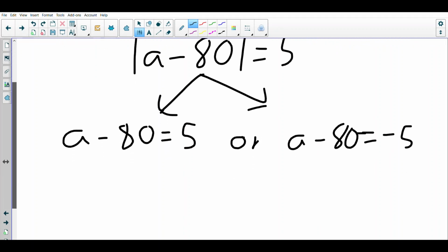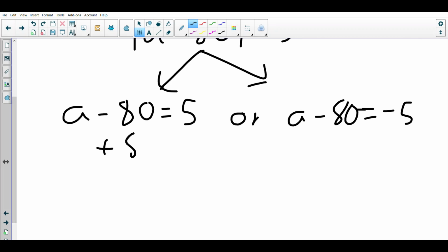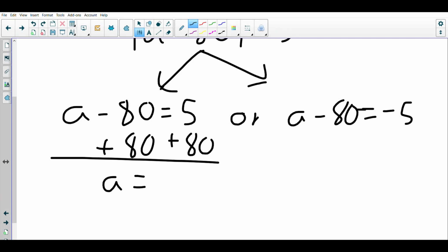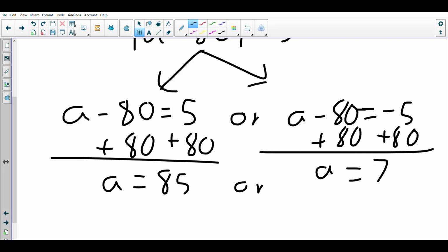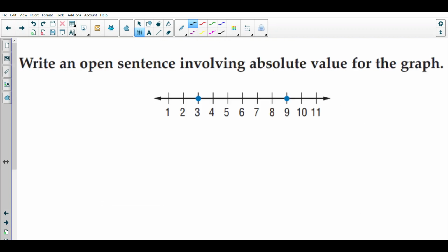So again, I just solve. I'm going to add 80 on both sides. So I get a is equal to 85, or I can add 80 here, so I get a is equal to 75. So we could have a max of 85, or we could have a minimum of 75. And then we'll say degrees Fahrenheit because it is a word problem. All right, so now we've got to write an open sentence.